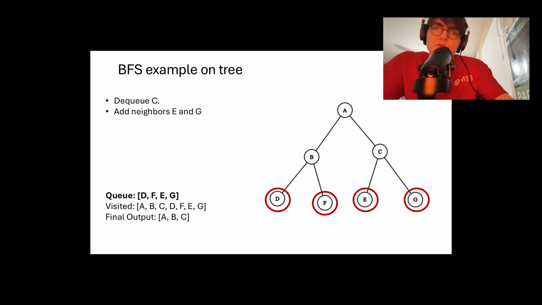Next, we dequeue C and add the neighbors E and G. C is in our final output, and our queue is D, F, E, and G.